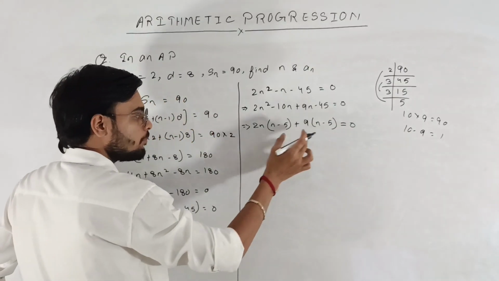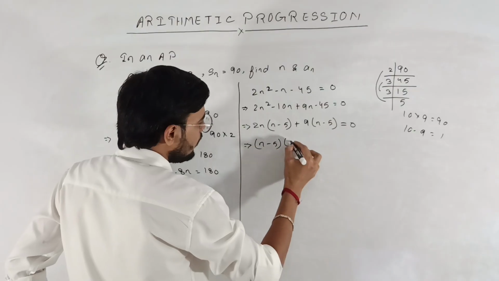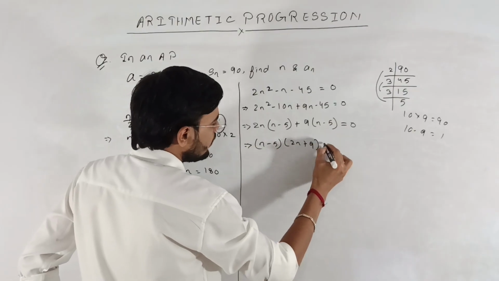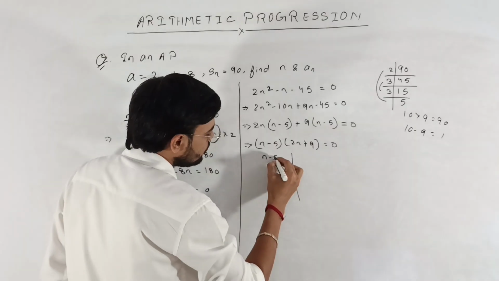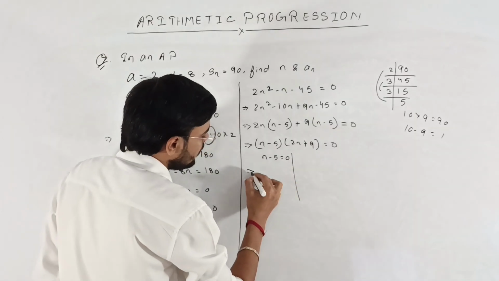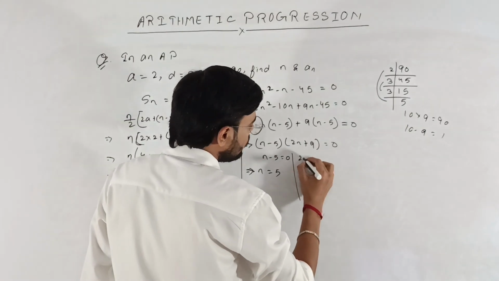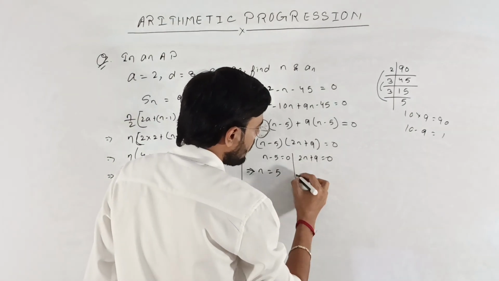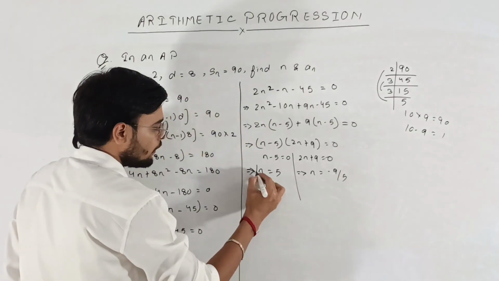Okay, now n minus 5 is common, so n minus 5 and 2n plus 9 is equal to 0. Now from here we have two values of n. First is n minus 5 is equal to 0, which means n is 5. Okay, now here 2n plus 9 is equal to 0. So from here n is what? Minus 9 upon 2.